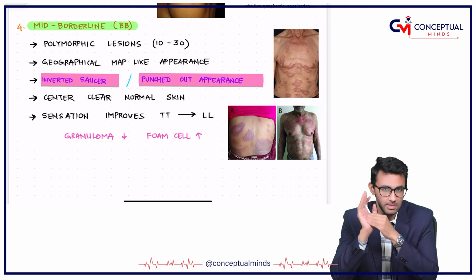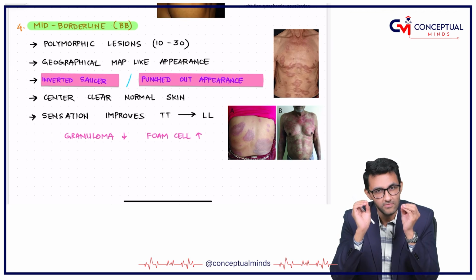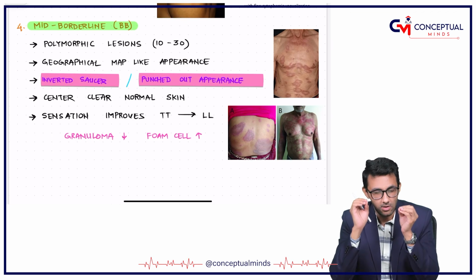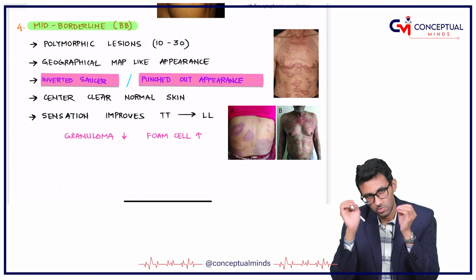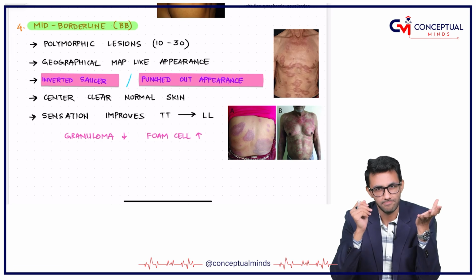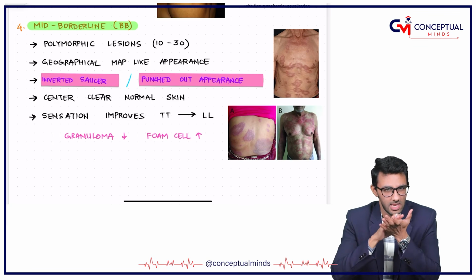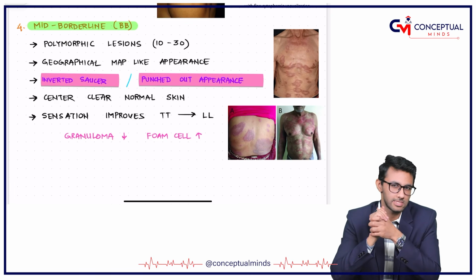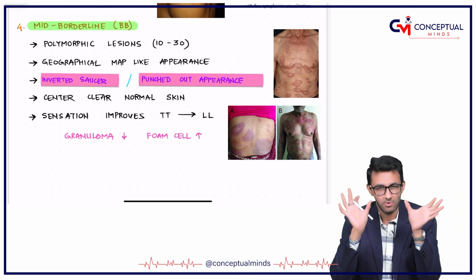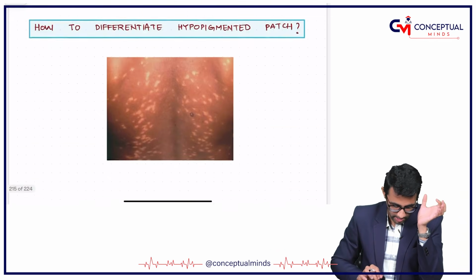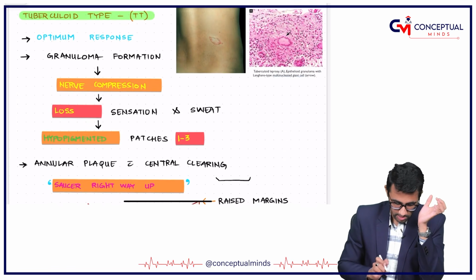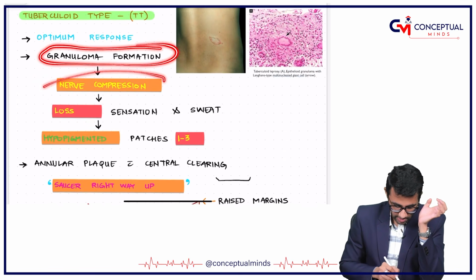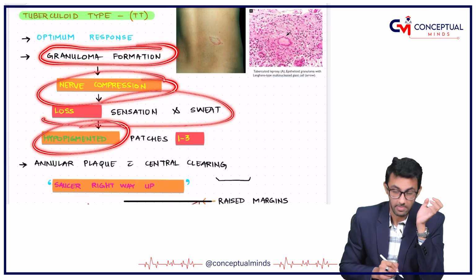Please remember when I told you the reason for the loss of sensation and the sweat glands being affected: there was granuloma formation. Because of the granuloma formation, it was compressing the nerves. Because it was compressing the nerves, there was loss of sensations, and that is also the reason there was a hypopigmented patch. Do you remember these four steps? I will go back to that again and make sure you remember everything today. So: granuloma formation, nerve compression, loss of sensation, hypopigmented patch.